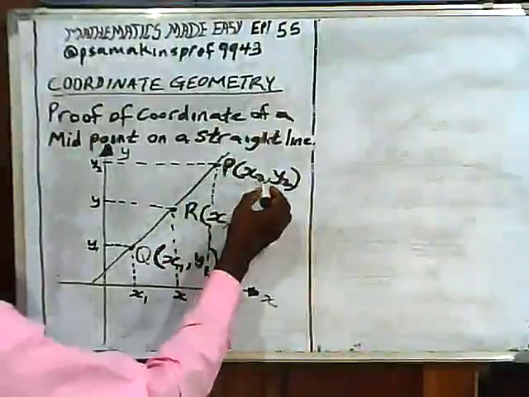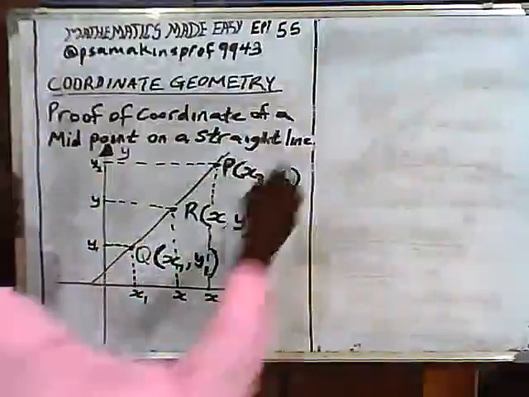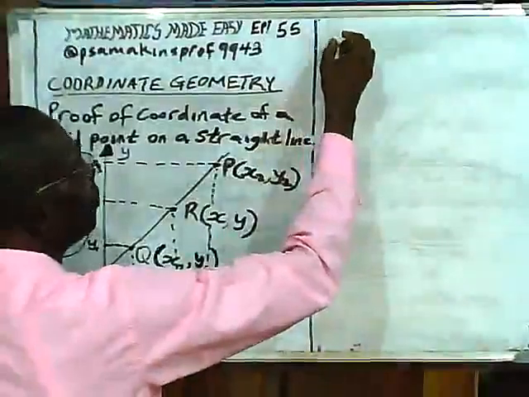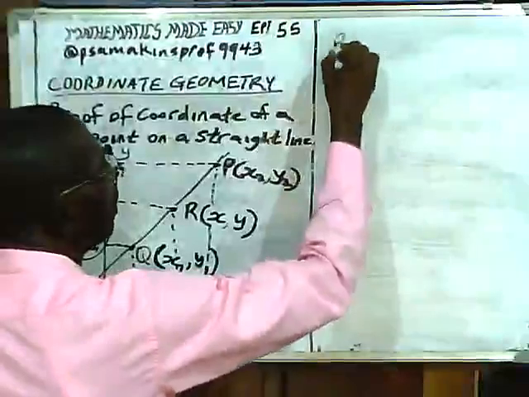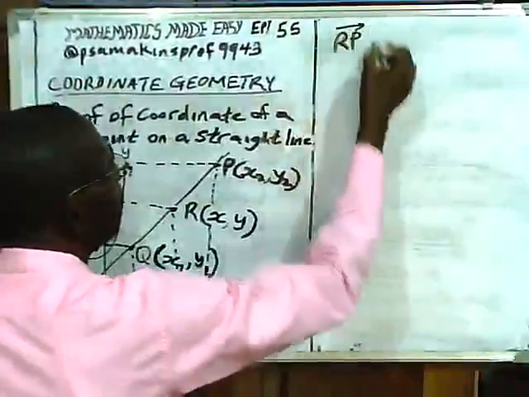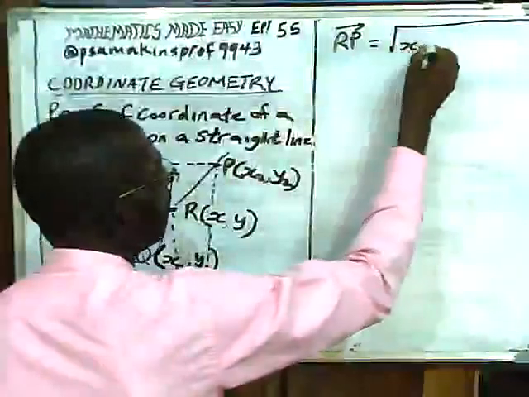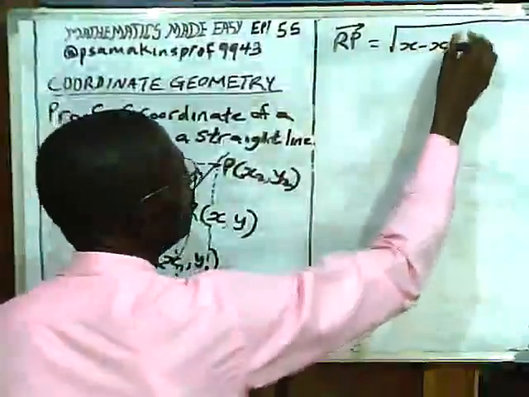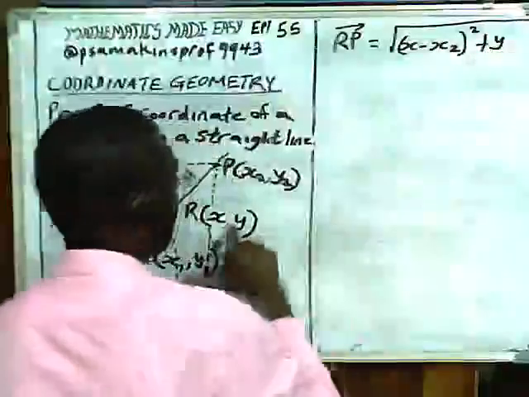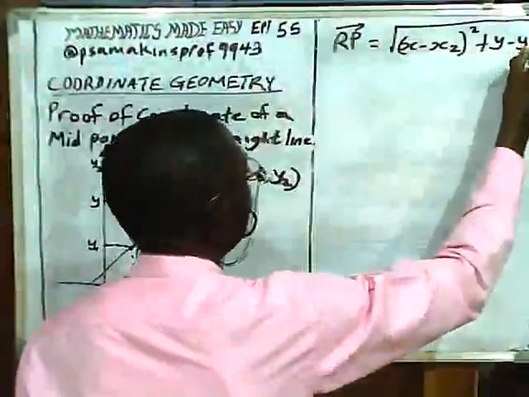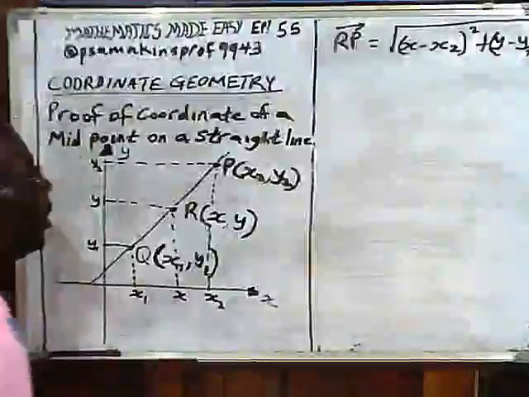So let the coordinate of P be x2, y2, and the coordinate of Q be x1, y1. From the previous episode, we talked about the distance between 2 points. If we have RP, the distance RP, we said it is the square root of x minus x2, all in square, plus y minus y2, all in square. That's what we agreed as the distance between 2 points.